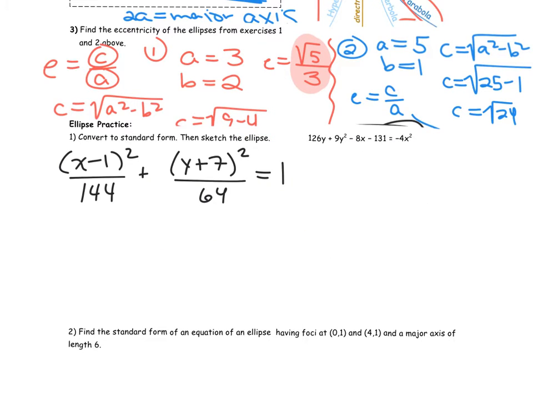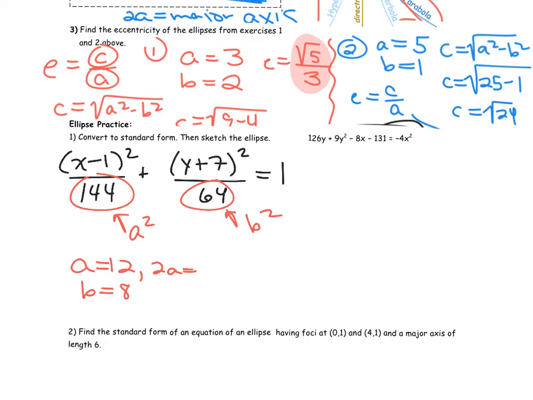Okay, so here's my equation. Now, I do want to come up with what the major and minor axes is. So here, remember, that's going to be our a squared. The bigger number is a squared. The smaller number is our b squared. So I'll have a equals 12 and b equals 8, because 12 squared is 144. 8 squared is 64. That means that 2a is going to equal 24, which is our major axis. And then my minor axis is going to be 2b, which is 16. So our minor axis has a value of 16.